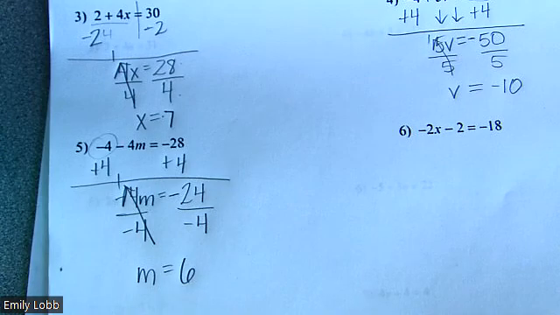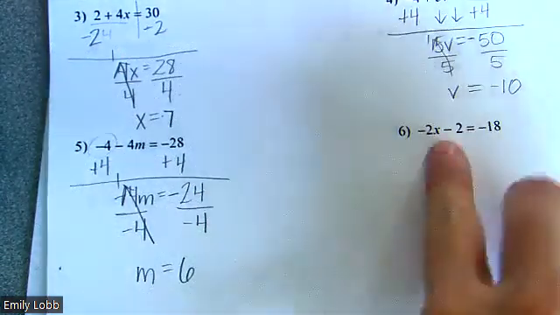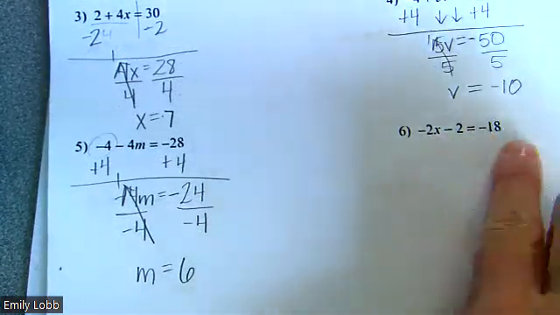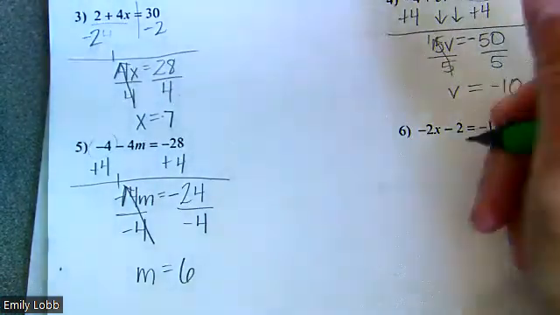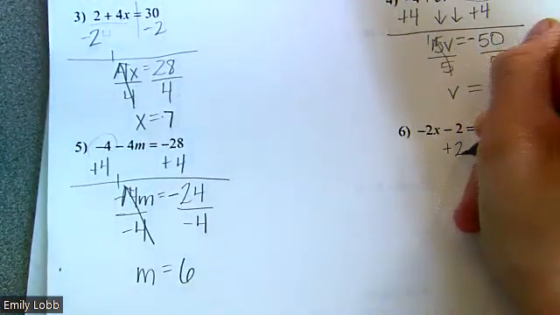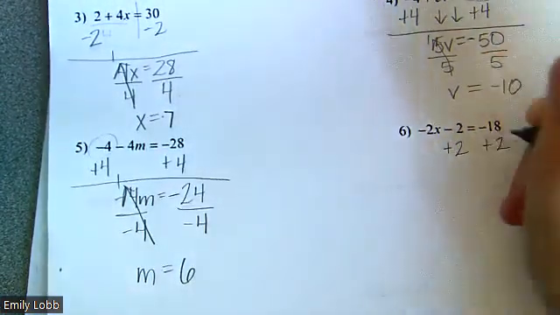What do we need to get rid of first in number 6? That -2. We need to make it 0. So what are we going to do to both sides? Add 2, the opposite of it.